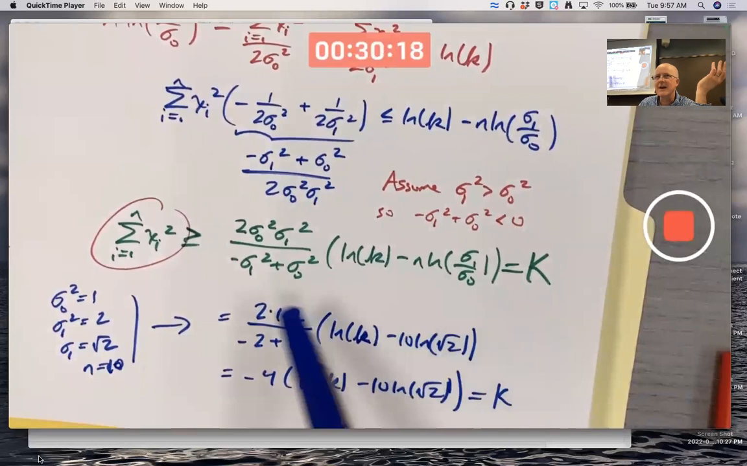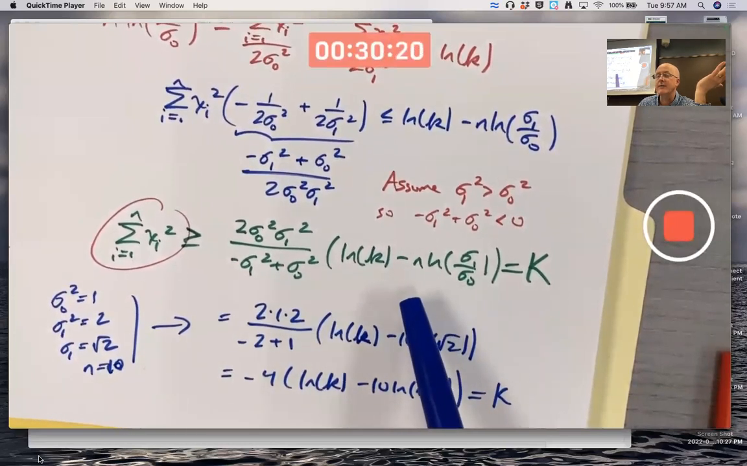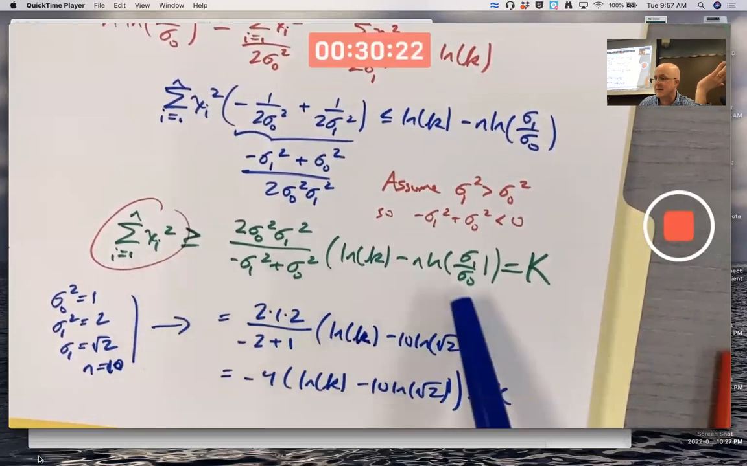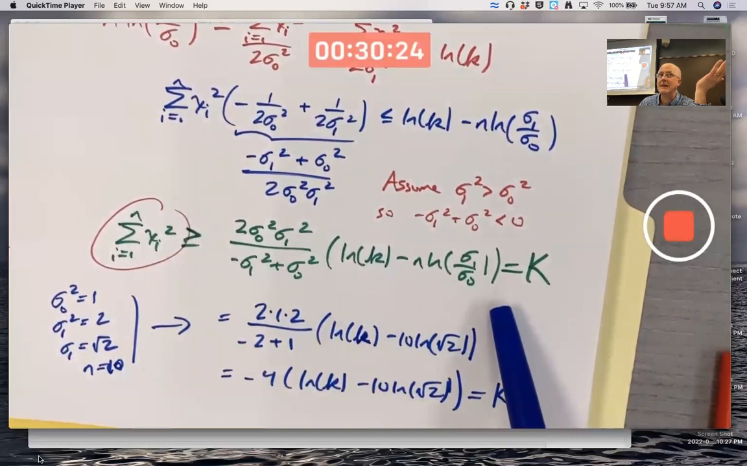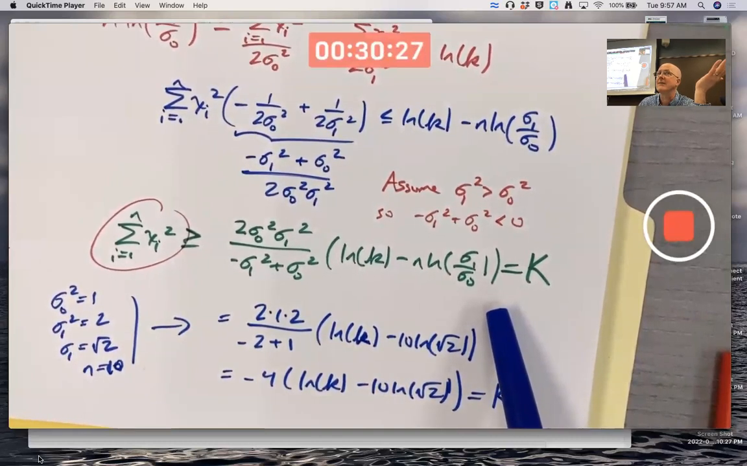Because it's the critical region. Yeah. But I want alpha 0.05 to be the probability of a type 1 error. When this is bigger than K, that means you're going to reject the null. If the null is true, you want the chance of that happening to be 0.05.